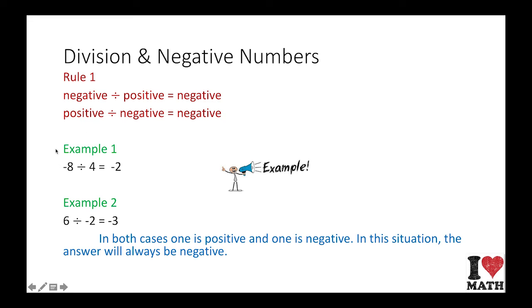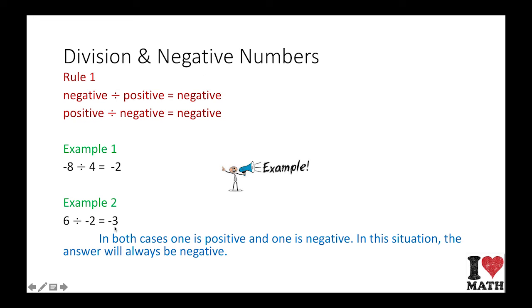Here's the first example. Negative 8 divided by 4 is going to give you a negative answer, which is negative 2. Second example, we have a positive number, 6 divided by negative 2. So a positive and a negative number is going to equal negative 3. As you see here, you will have a negative answer.